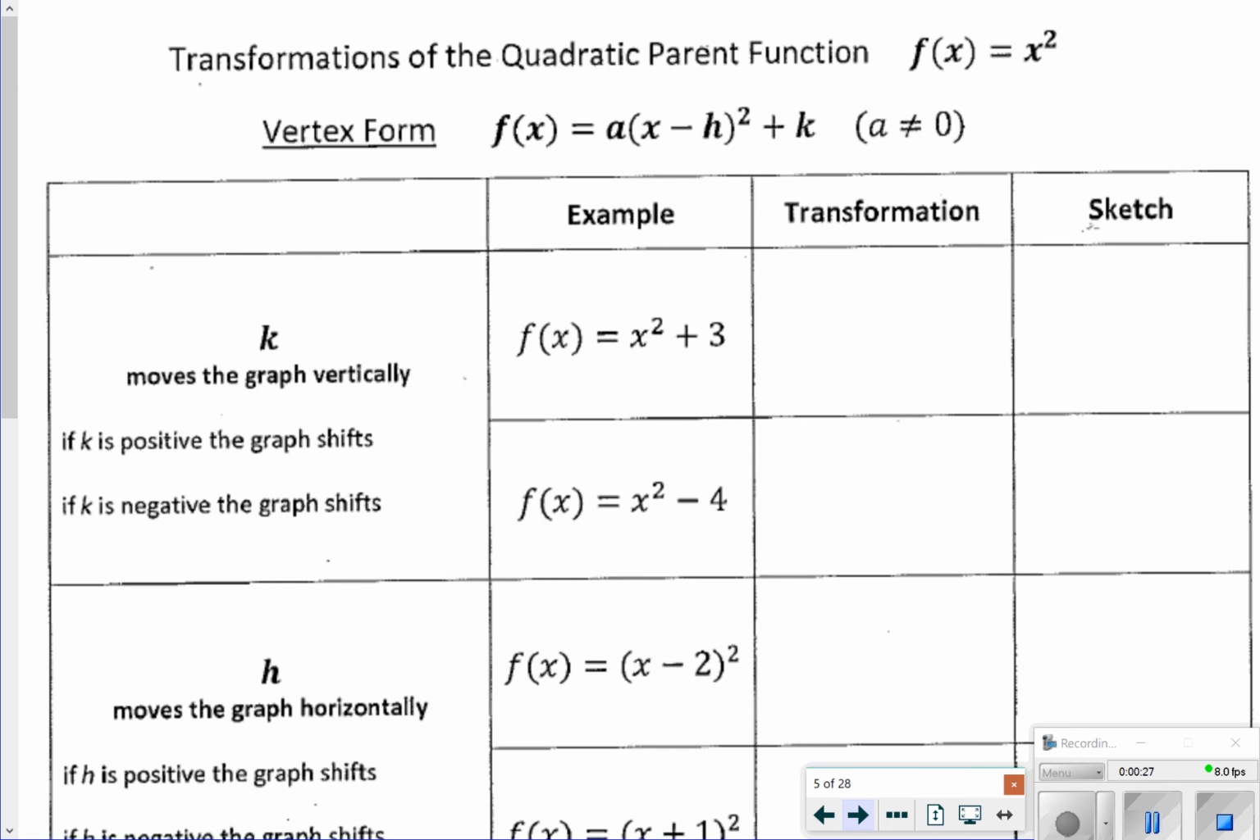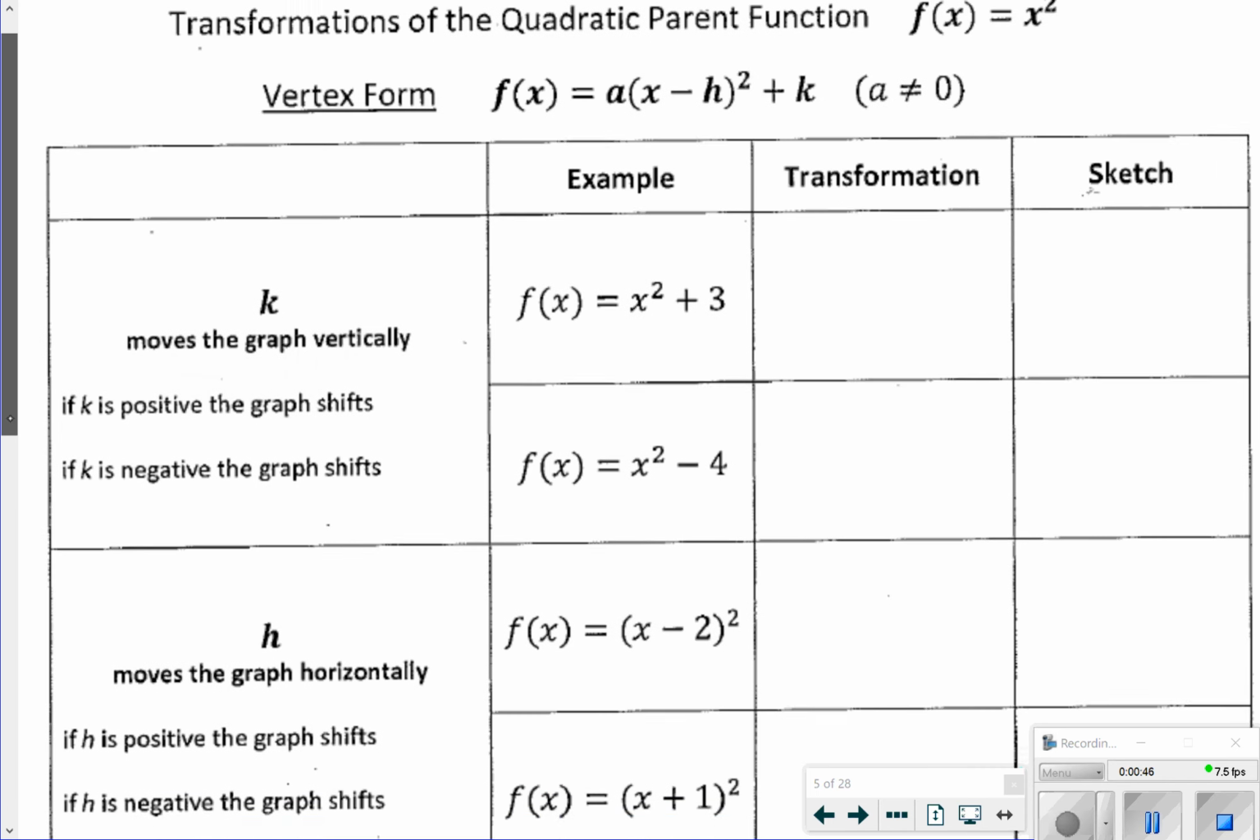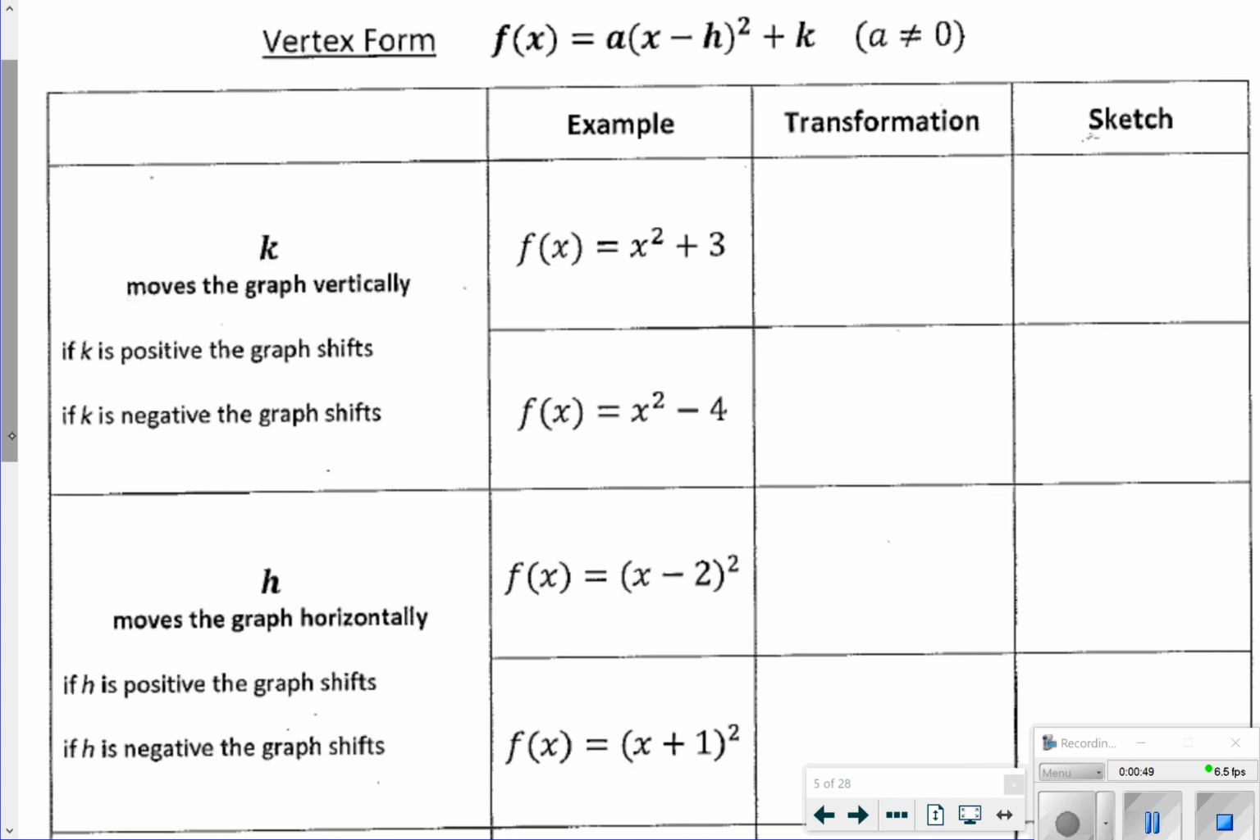So this is a study sheet that you just got. And we're going to be talking about how that transforms from the parent function f of x is equal to x squared when we have it in vertex form, which is a times x minus h squared plus k, where a does not equal 0. And this is similar to that study sheet we got before, back in chapter 3 or 4 with absolute values. For the first one, we're going to talk about what happens with this transformation.